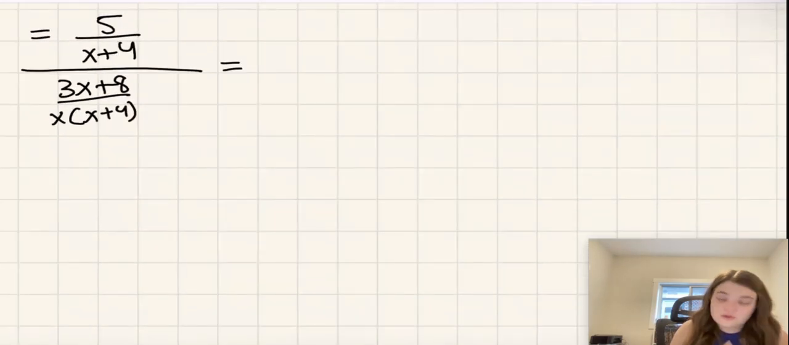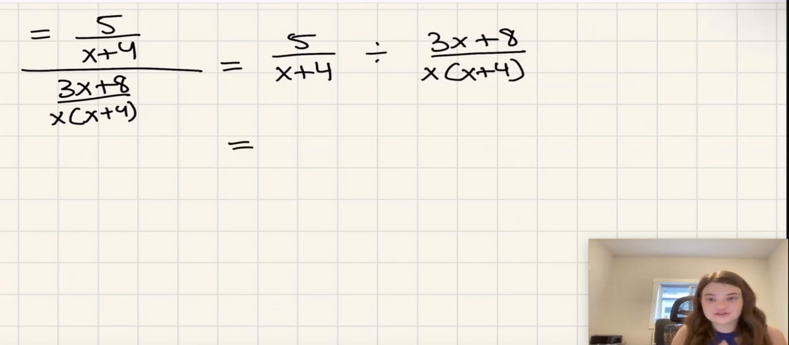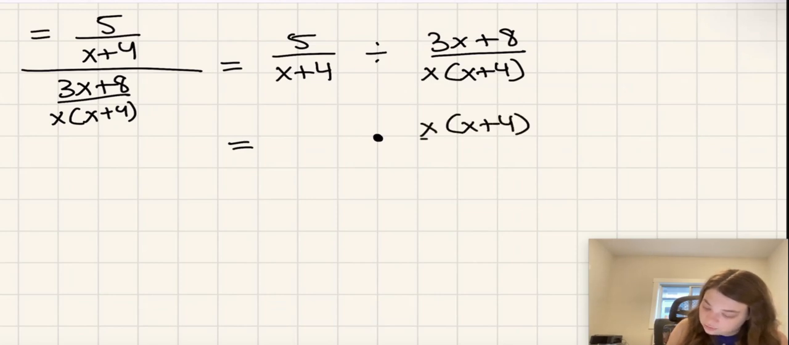Okay, now I'm going to notice that whenever we have a fraction sign, it's the same as dividing. So this is the same as 5 over x plus 4 divided by 3x plus 8 over x times x plus 4. And then how do we divide fractions again? Well, we take the division sign and change it to a multiplication sign, and then we take the reciprocal of the second rational expression. So it ends up being x times x plus 4 over 3x plus 8, and then our first fraction is just exactly the same, like that.